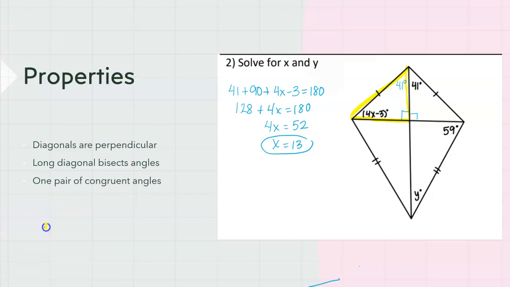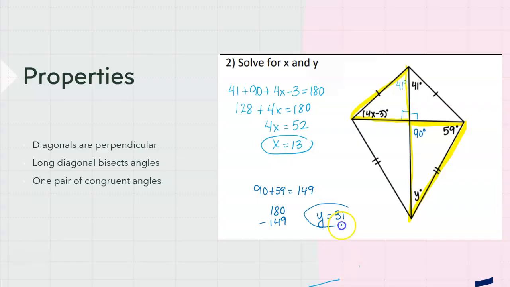Now I'm going to highlight a different triangle. This triangle also has to add up to 180 degrees. So if this is 90, which I know it's 90 because the diagonals are perpendicular, so 90 plus 59 is 149, and then 180 minus 149 will give me the angle y. So y equals 31.